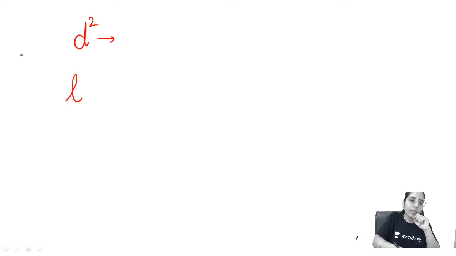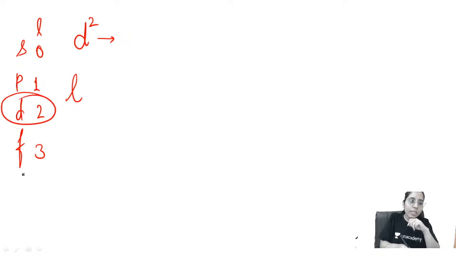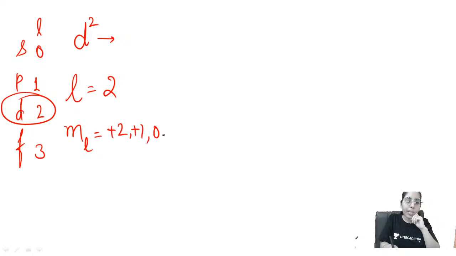Another thing, what will be the value of L for the d orbital? We generally write s, p, d, f like this, and the L values are 0, 1, 2 and 3. So for the d orbital L is equal to 2. Now the point is what will be the ml values? They will be plus 2, plus 1, 0, minus 1, minus 2. You can even write the minus values first and then the plus values.